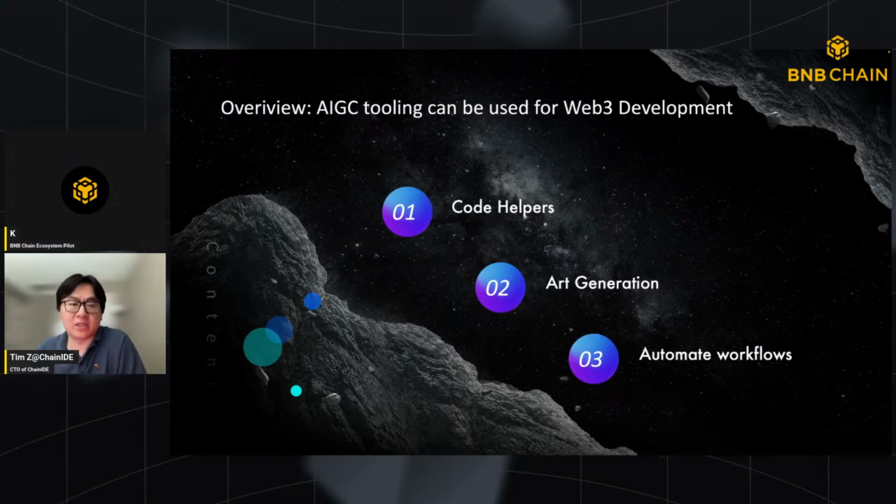The first category is code helpers, which means tools that can help us write code. In Web3 development, we have different types of code: smart contract code, front-end code, back-end code, and even, if you are doing any kind of low-level blockchain development, blockchain low-level code.